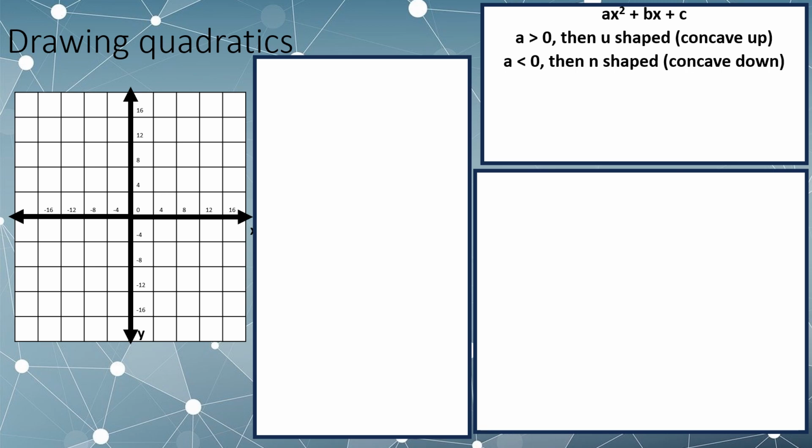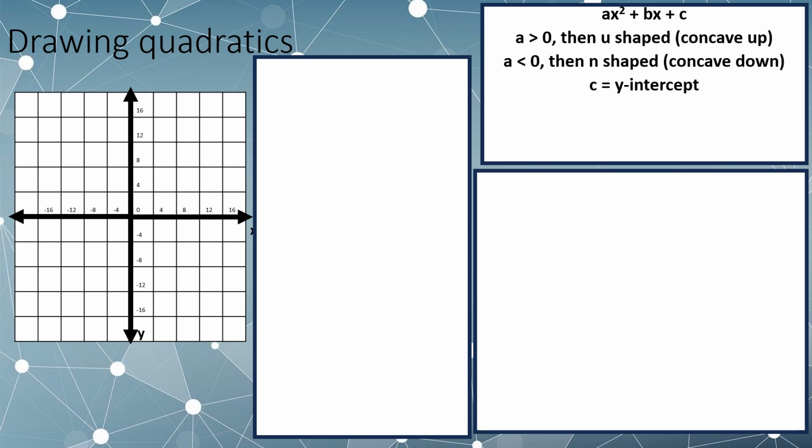Now, I've had people ask me before, what if a is equal to 0? Well, then it's not a quadratic because that x squared value doesn't exist, and it is simply a linear equation. Our c value allows us to find the y-intercept. Much like a linear equation, that plus c tells us where our line crosses the y-axis.